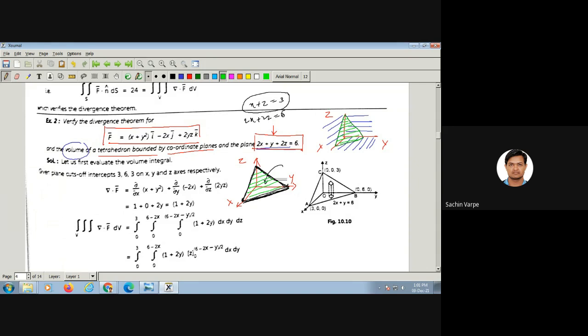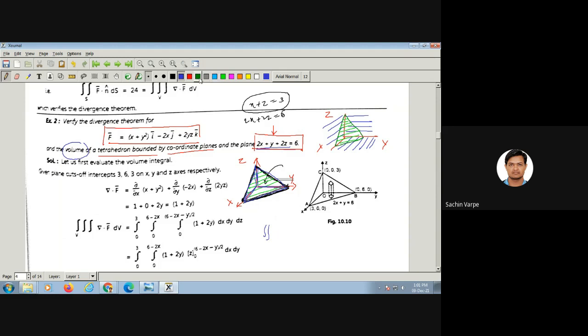Out of those 4, 3 surfaces are in coordinate planes, right? Can you see this triangle in xz plane? This triangle is one regular surface. Then this triangle is another regular surface, and then this triangle will be another regular surface. And then fourth, this front surface. So over each of these surfaces, we have to calculate the double integration.